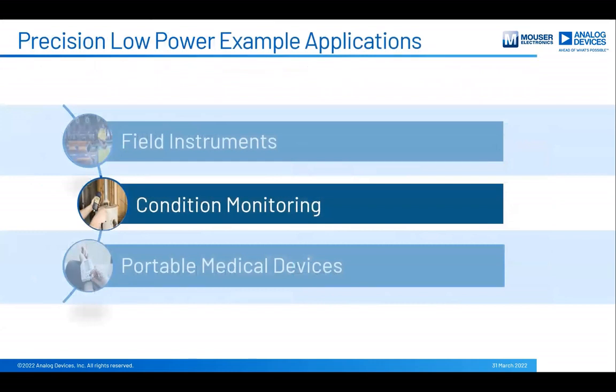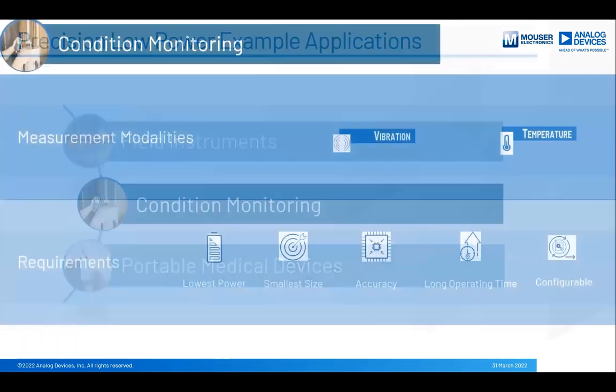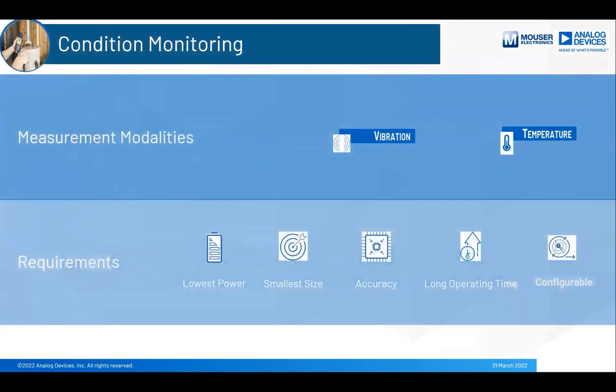For our second application focus area, we will look at condition monitoring through the low power lens. In condition-based monitoring, one of the key focus areas is predictive maintenance. And for this, some example measurement modalities include vibration and temperature.